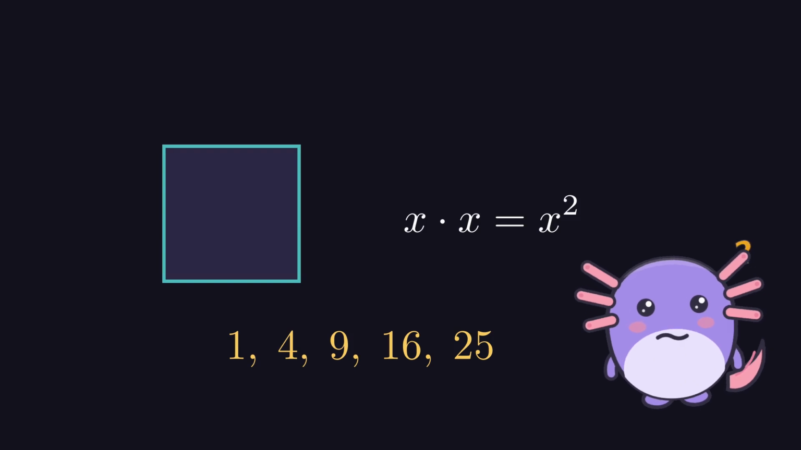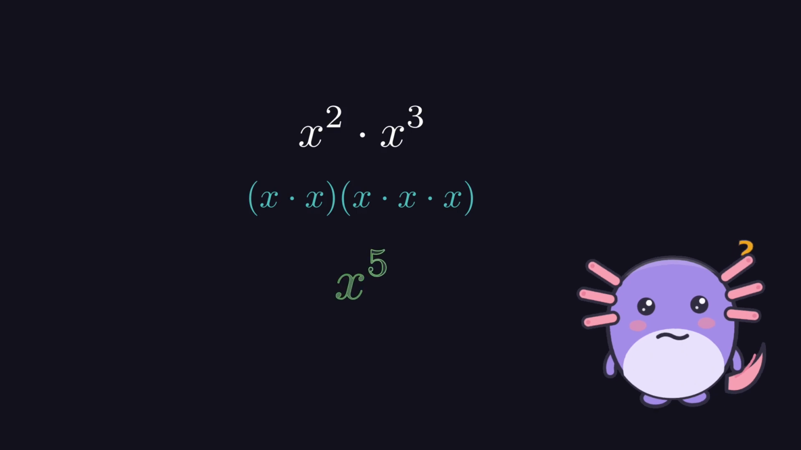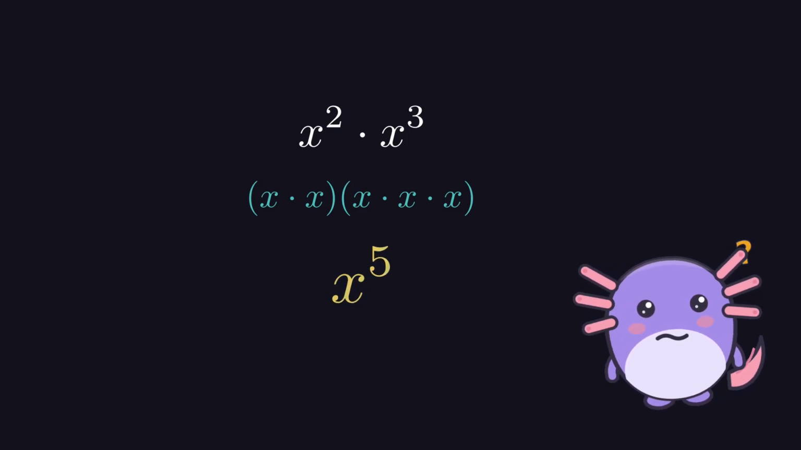Here's a beautiful shortcut hiding inside. What is x squared times x cubed? Unpack it. 2 copies of x, then 3 more copies. That's 5 copies altogether, x to the 5th. To multiply powers of the same base, just add the exponents.